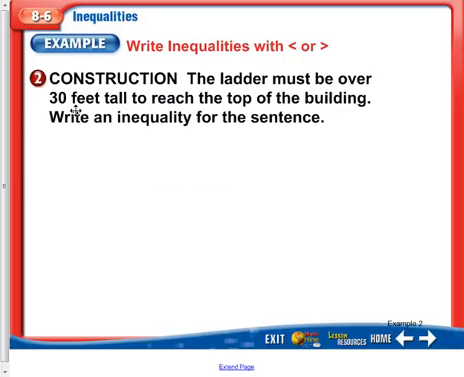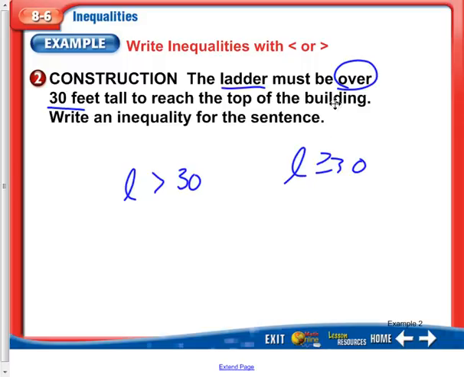For example, number 2, the ladder must be over 30 feet tall to reach the top of the building. So it can't be 30 feet tall. It must be over. So the ladder has to be greater than 30. This would be the inequality. If it could be 30, then we would say greater than or equal to, which is written like this here. But in this case, it must be over, so this would not be correct. We want the ladder is greater than 30.